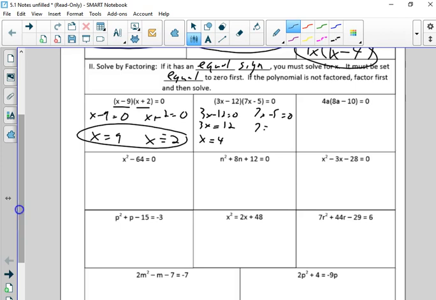Add 5. Divide by 7. Yes, it's okay to have a fractional answer. Many times you will.